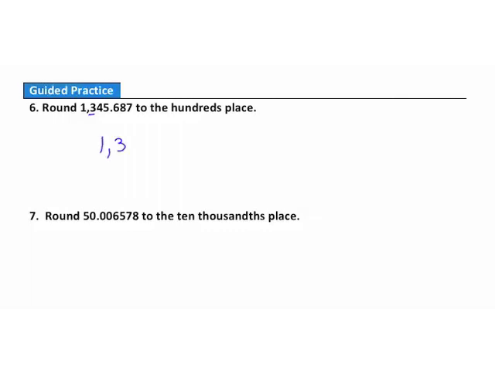And then the digits after that need to be 0. I need to include my whole number digits, but I don't need to include any zeros after the decimal point. So when I round that to the hundreds place, I'm going to get 1,300.